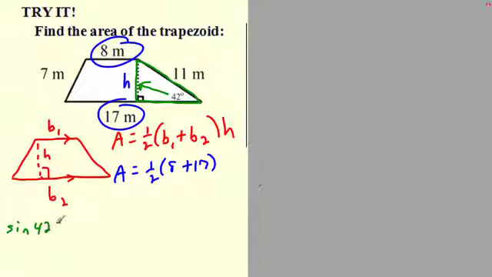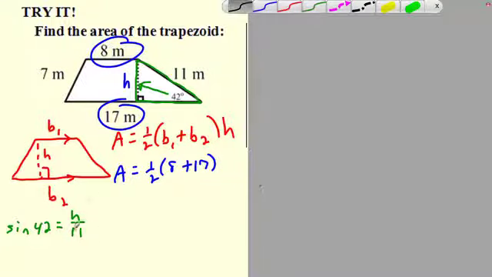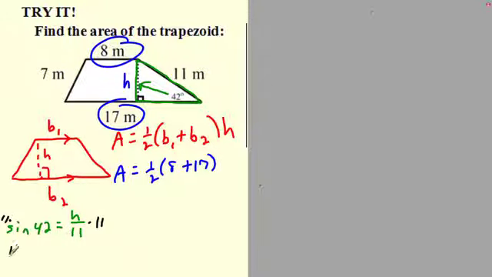The sine of 42 equals opposite over hypotenuse. I like solving these, though. This is nice. All you've got to do is multiply both sides by 11 to solve this one. So times this by 11. So really you get 11 sine 42 equals h.